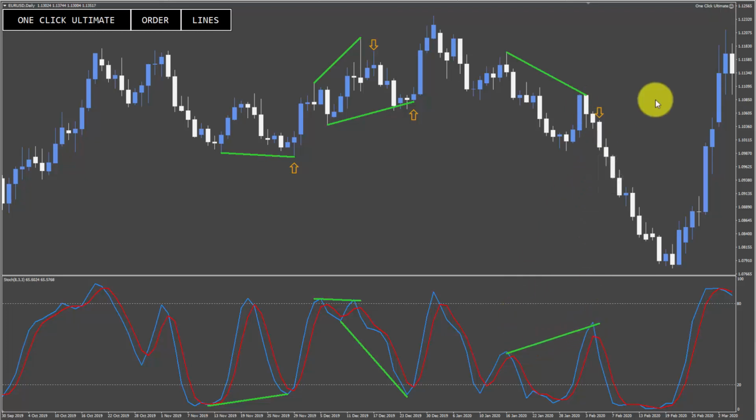Now remember, you've got to wait for that first line, the %K, the blue one, to actually flick in the direction that you are looking to trade. So you can't sit there and go, oh, it's still pointing in the other direction. You've got to actually wait for it to turn over. That gives you the confirmation.